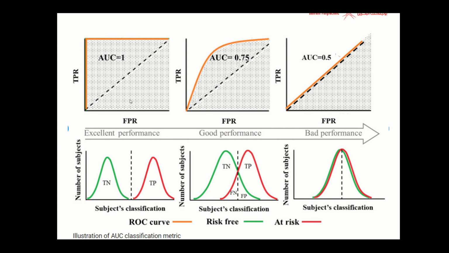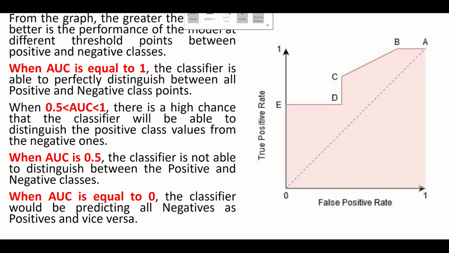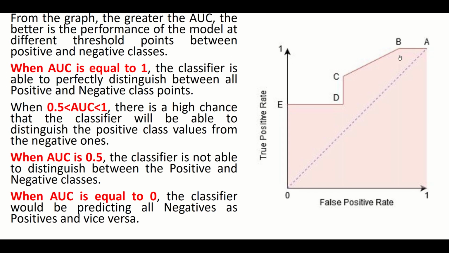So this is all about the performance of your classification, how your AUC and ROC works. So in this video, it is very understandable that if you get 1, it is classifying the positives and the negatives in a really good way. And if you have something between 0.5 and 1, then the classifier is able to distinguish the positive classes really well from the negative classes. And if it is 0.5, it is not able to distinguish the positive and negative. If it is equal to 0, that means the classifier is predicting all the negatives as positives. So this is what you will understand from AUC.